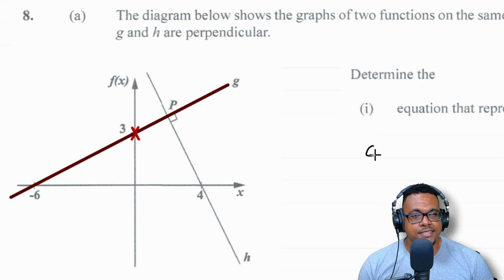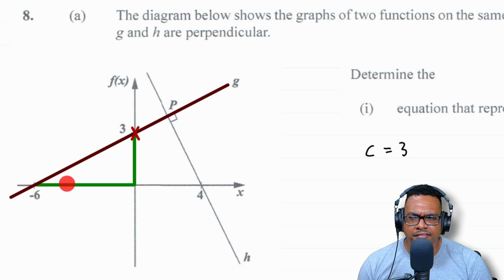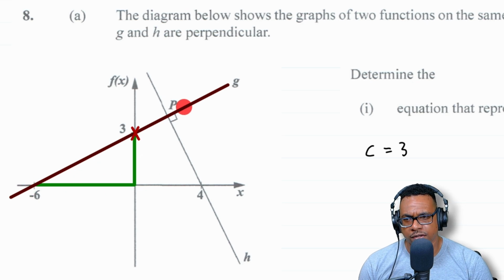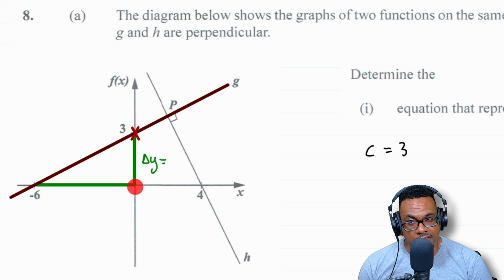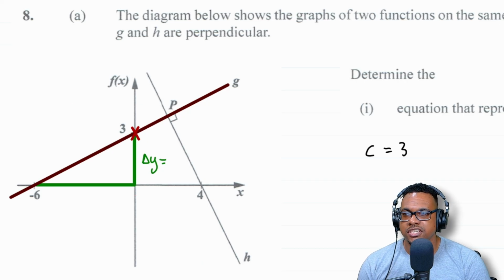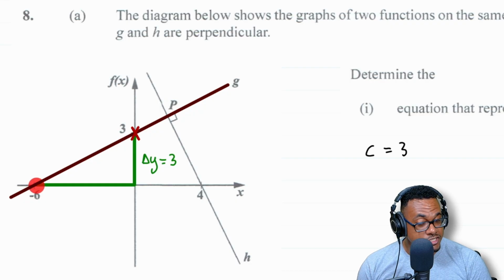So I can write down that c is equal to 3. And what I could do is form a triangle here, where I can get my change in y and change in x. Now we can see as we move from left to right, this line is going upwards. Therefore, it has a positive gradient. Therefore, my change in y would be positive. And we are going from the origin, which is 0 here, all the way up to 3. So my change in y is just 3. And now my change in x, which is the horizontal distance, is from 0 to negative 6. So the change in x would just be 6.